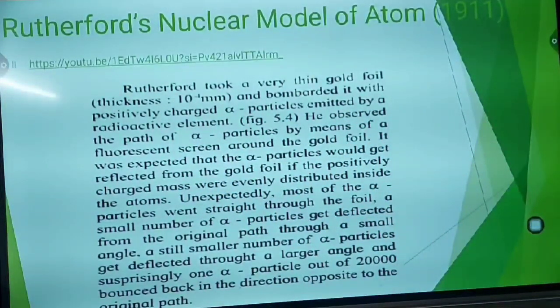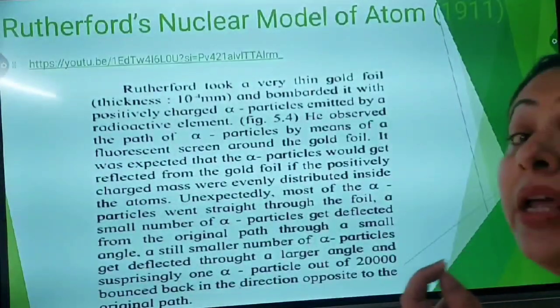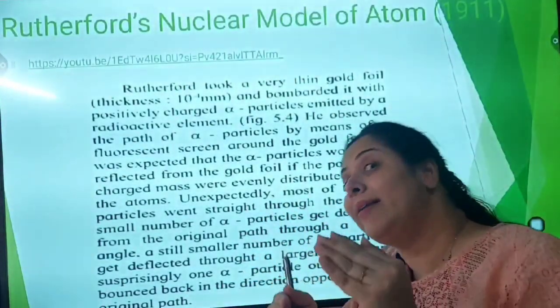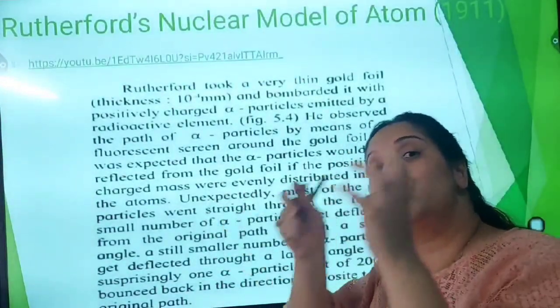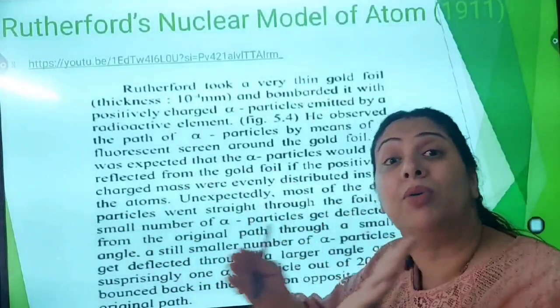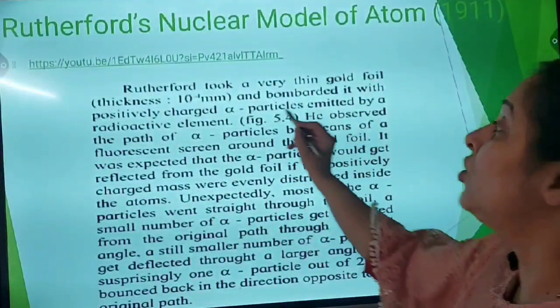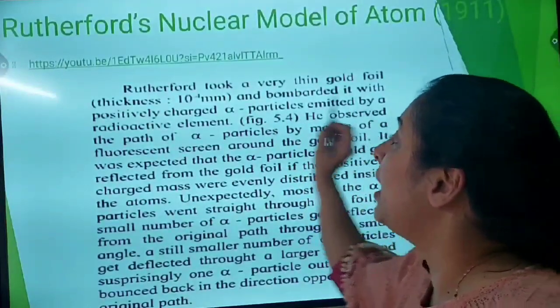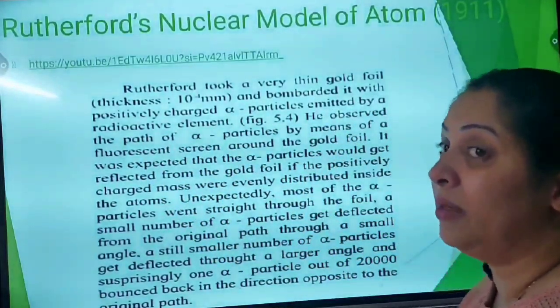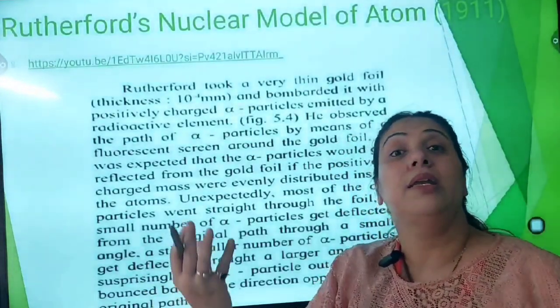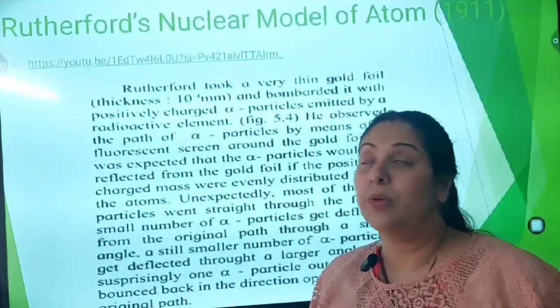What are alpha particles, children? Alpha particles are the radiations that are positively charged. Remember, they are radiations. Heard about the term radiations, mobile radiations and all that? So these are also radiations. Rays come out of it and positively charged rays come out of it. Okay, so alpha particles emitted by a radioactive element. Radioactive means something that gives out light.